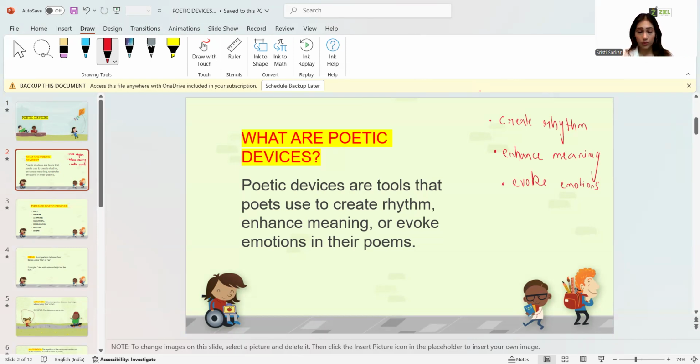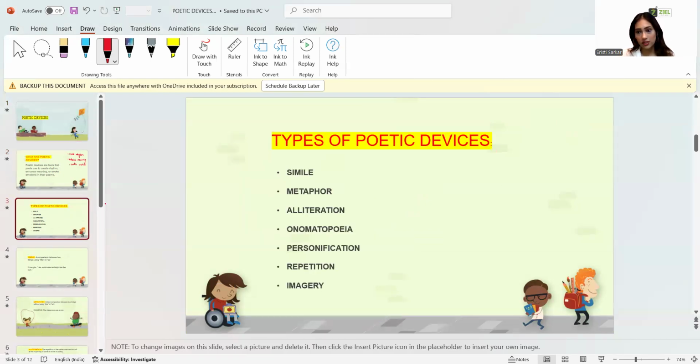So there are certain types of poetic devices. Now we'll learn about those types of poetic devices. Now these are a few basic types of poetic devices: similes, metaphors, alliteration, onomatopoeia, personification, repetition, and imagery. Let's go one by one.